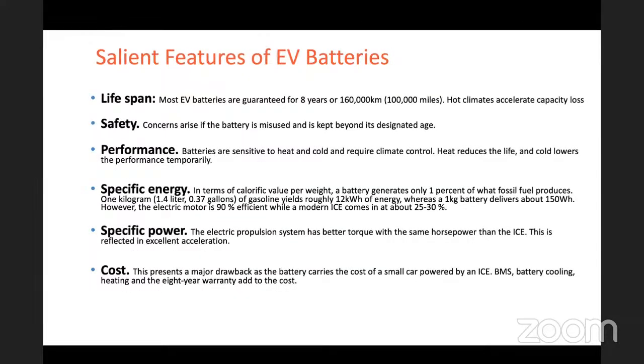Some of the salient features of EV batteries. Most of these EV batteries have a larger lifespan. So 8 years of guarantee is now offered by many of the manufacturers. And for safety, the EV batteries depend upon the chemistries or other ways also. The manufacturers are confirming the safety of EV batteries much more than a lead acid battery nowadays. Though there were concerns earlier, now they are getting addressed.